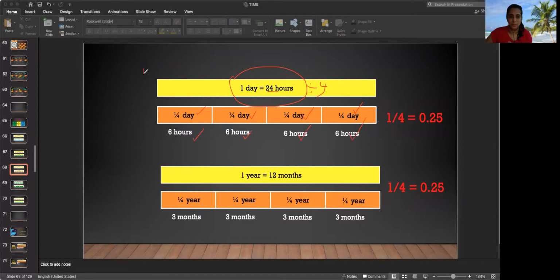So if I ask you how long is half a day, you just take 6 plus 6, 12 hours. How long is 3/4 of a day? It's 18 hours. How long is quarter of a day? It's 6 hours.